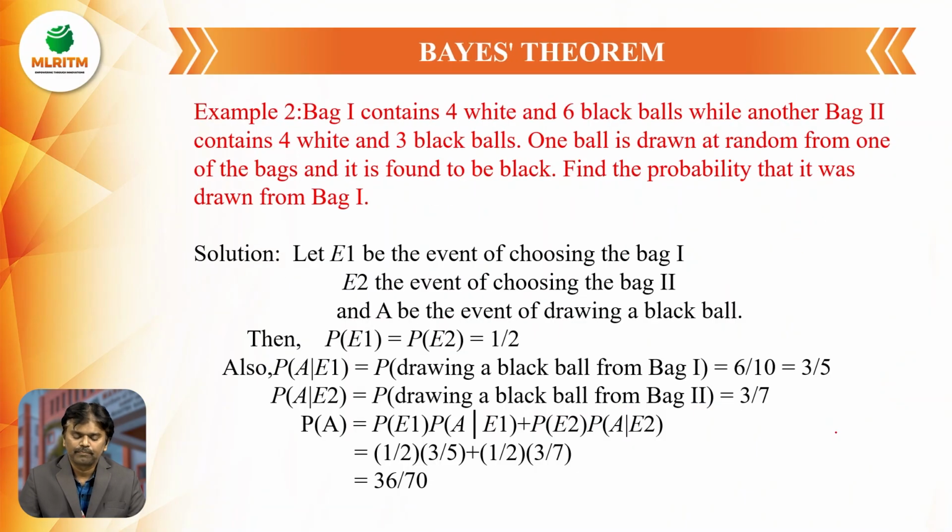Next, one more example. Bag 1 contains 4 white balls and 6 black balls, and another bag contains 4 white balls and 3 black balls. One ball is drawn at random from any one of the bags and it is found to be black. Find the probability that it comes from bag 1. First I am defining the events. E1 is the event of choosing bag 1, E2 is the event of choosing bag 2, and A is the event of drawing a black ball. I have two bags. The probability of selecting either bag is 1 by 2, since both have equal probability.